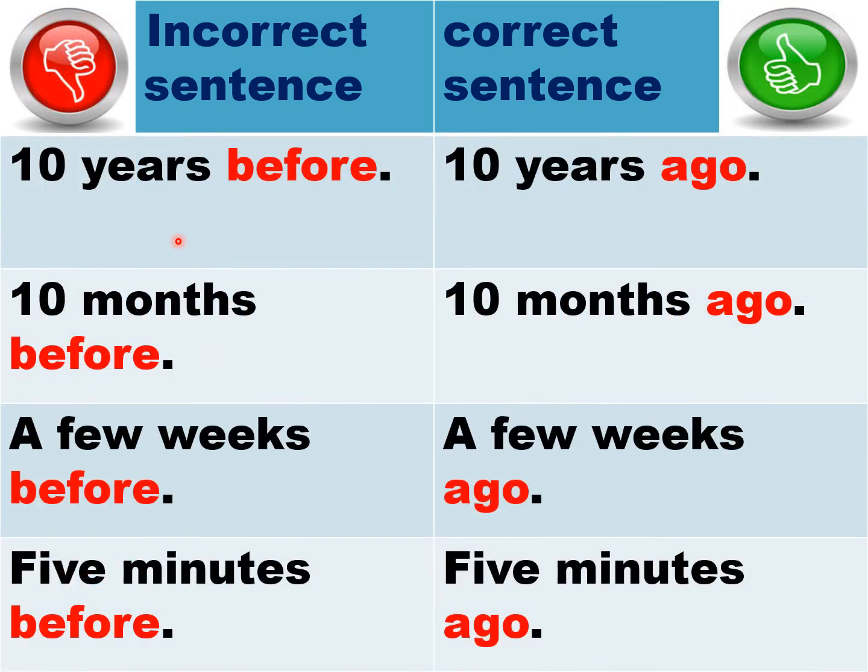We must follow the same rule in these sentences also. 10 years before, 10 months before, a few weeks before, 5 minutes before. Instead of before, we must use ago. 10 years ago, 10 months ago, a few weeks ago, 5 minutes ago. For past actions, we must use ago instead of before.